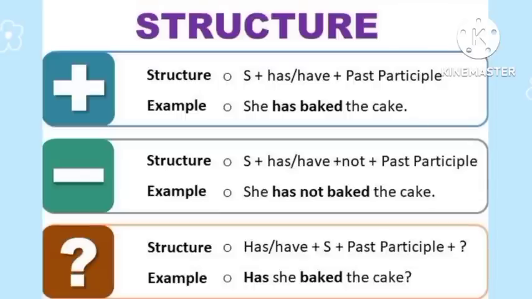Okay, let's see the structure of positive sentence. Subject plus has, have plus past participle or verb 3. Example, she has baked the cake. We use has for she, plus verb 3. Bake plus D become baked, the cake.